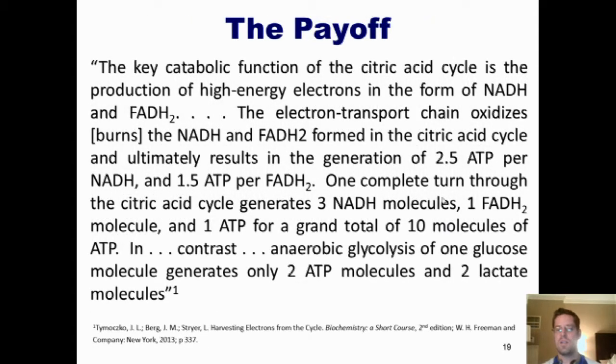We learn also from another quote in our book, "The key catabolic function of the citric acid cycle is the production of high-energy electrons in the form of NADH and FADH2. The electron transport chain oxidizes or burns the NADH and FADH2 formed in the citric acid cycle and ultimately results in the generation of 2.5 ATP per NADH and 1.5 ATP per FADH2. One complete turn through the citric acid cycle generates 3 NADH molecules, 1 FADH2, and 1 ATP for a grand total of 10 molecules of ATP. In contrast, anaerobic glycolysis of 1 glucose molecule generates only 2 ATP molecules and 2 lactate molecules."